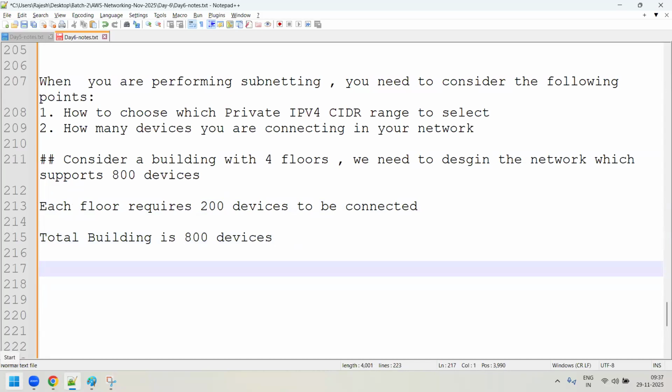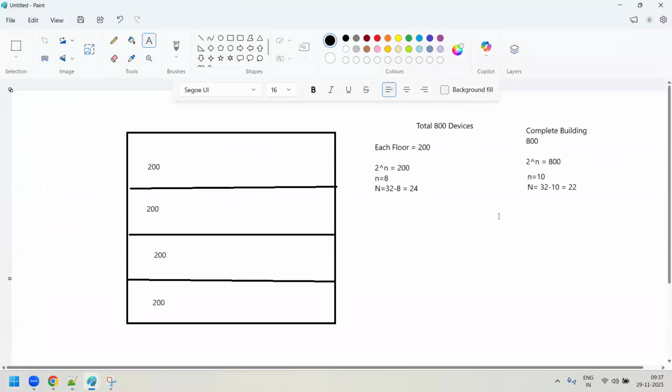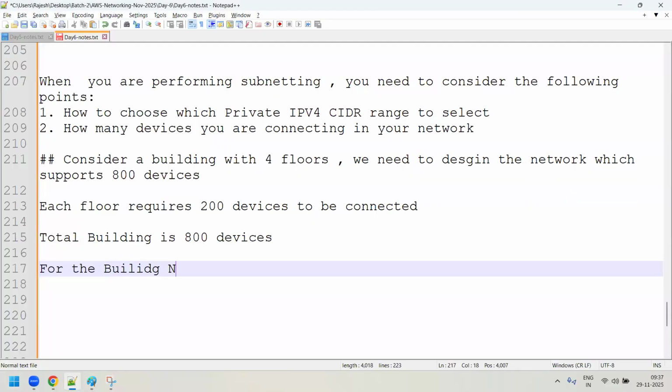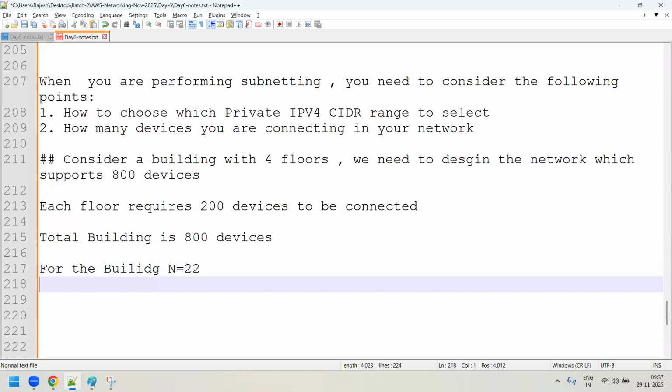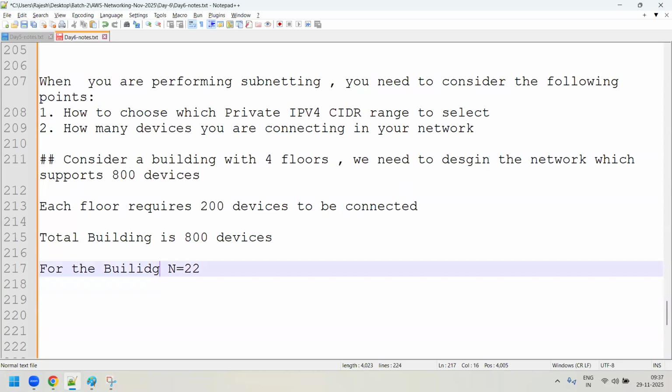Okay. So for the building, we came across capital N is equal to 22, right? For your entire building, what is the N value? 22, right? Okay.